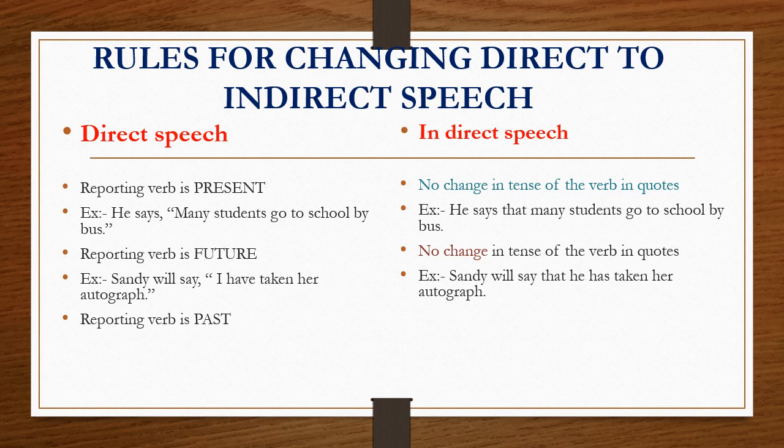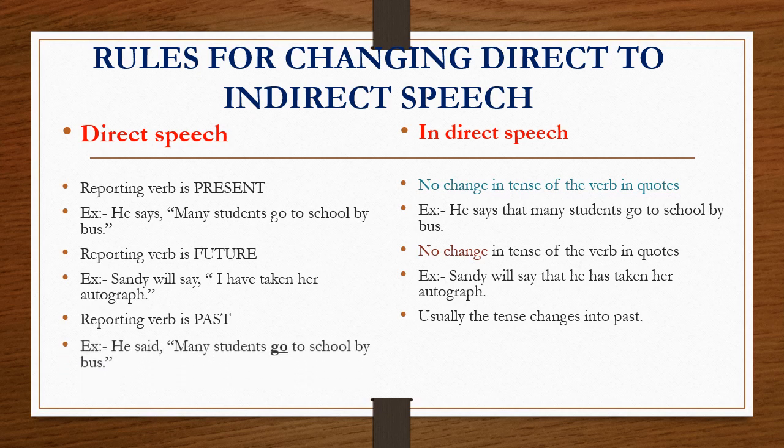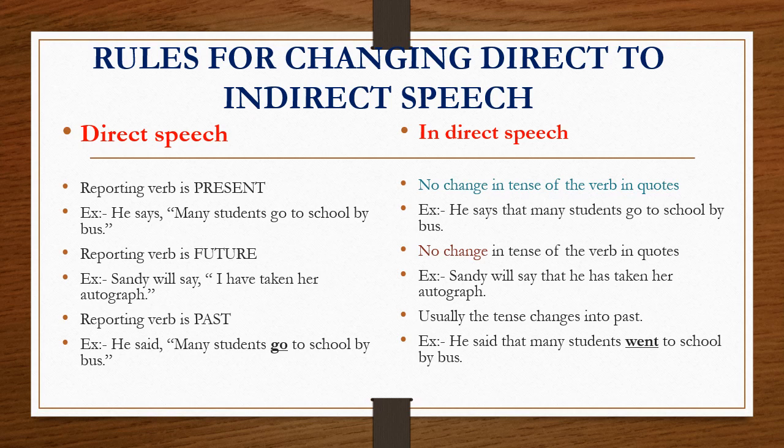If the reporting verb is in past tense, then the tense usually changes to the different past forms. Example, he said, "Many students go to school by bus." In indirect speech, it will become: he said that many students went to school by bus. As usual, that is included. Then go in the quotes is changed to went, which is the past tense. Why? Because the reporting verb is in past tense.